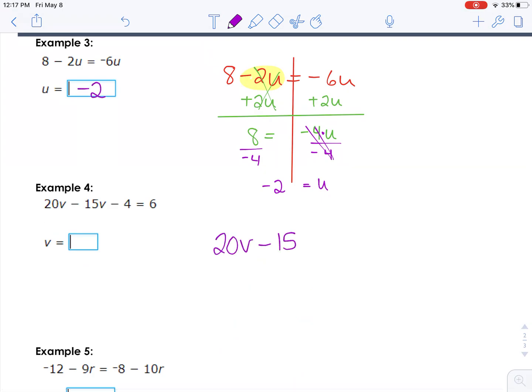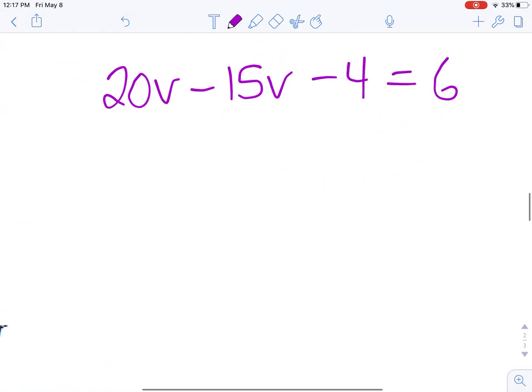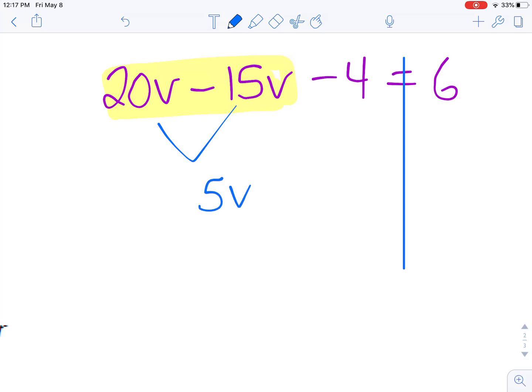I'm rewriting this next problem. So the difference here is when you're on the same side of the equal sign, you do as the sign says. You're only going to do inverse or opposite operations when you're moving across the equal sign. So these are just going to get put together. 20 minus 15 is 5v. And then we're just going to drop everything else down. So minus 4 equals 6.